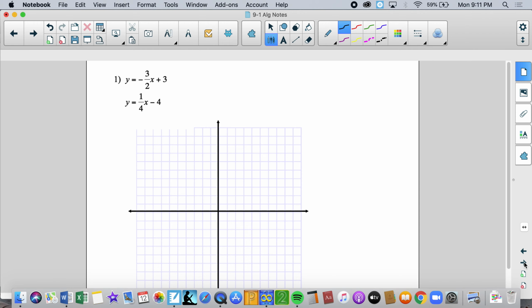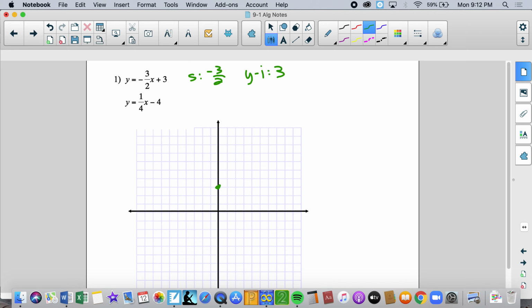Both equations are in slope-intercept form. So we are going to graph each of them and then see where the intersection is. The slope of this line is -3/2. The y-intercept is 3. So let's graph this. We're going to graph the y-intercept first. So we go up on the y-axis to where it's +3: 1, 2, 3. And then we use the slope, which is -3 over 2. That means down 3, right 2.